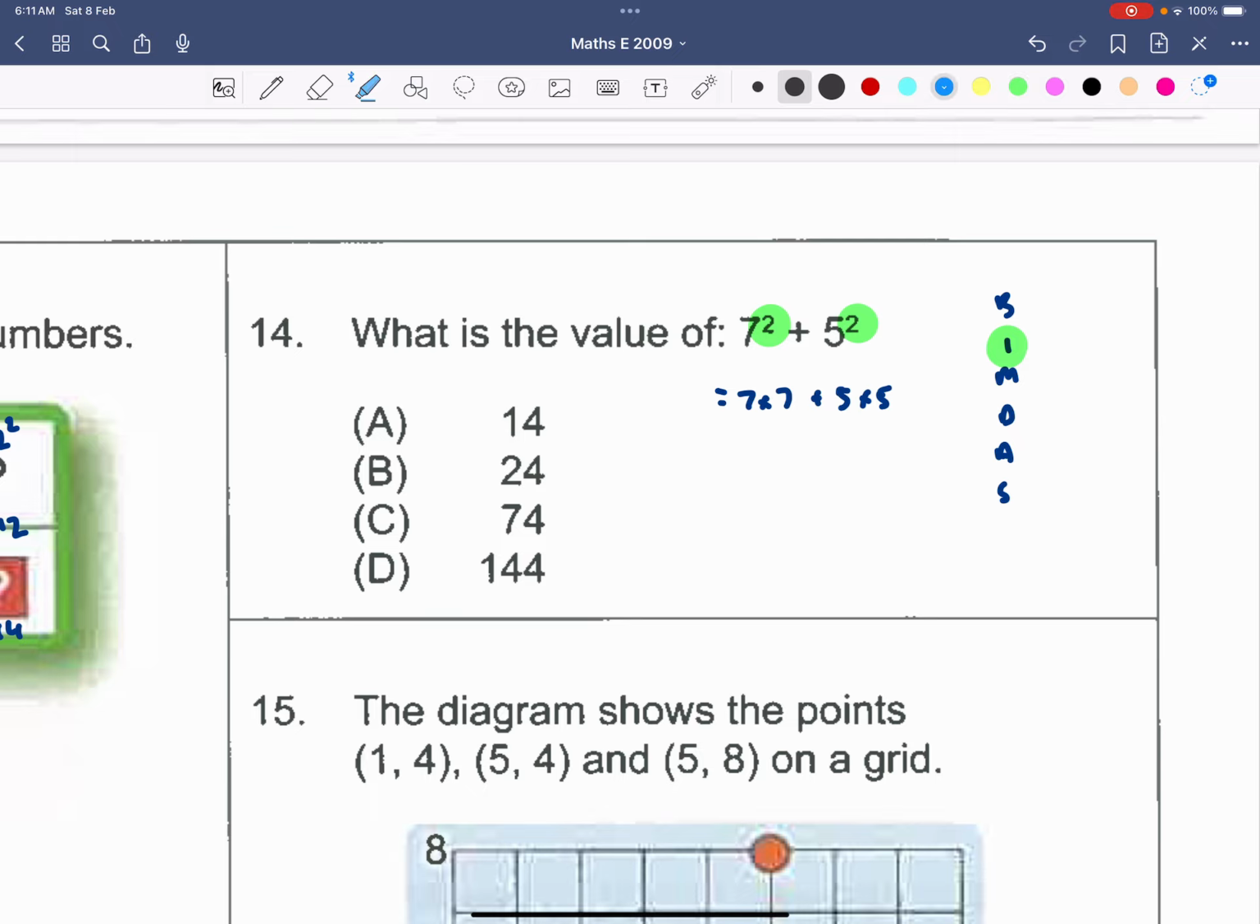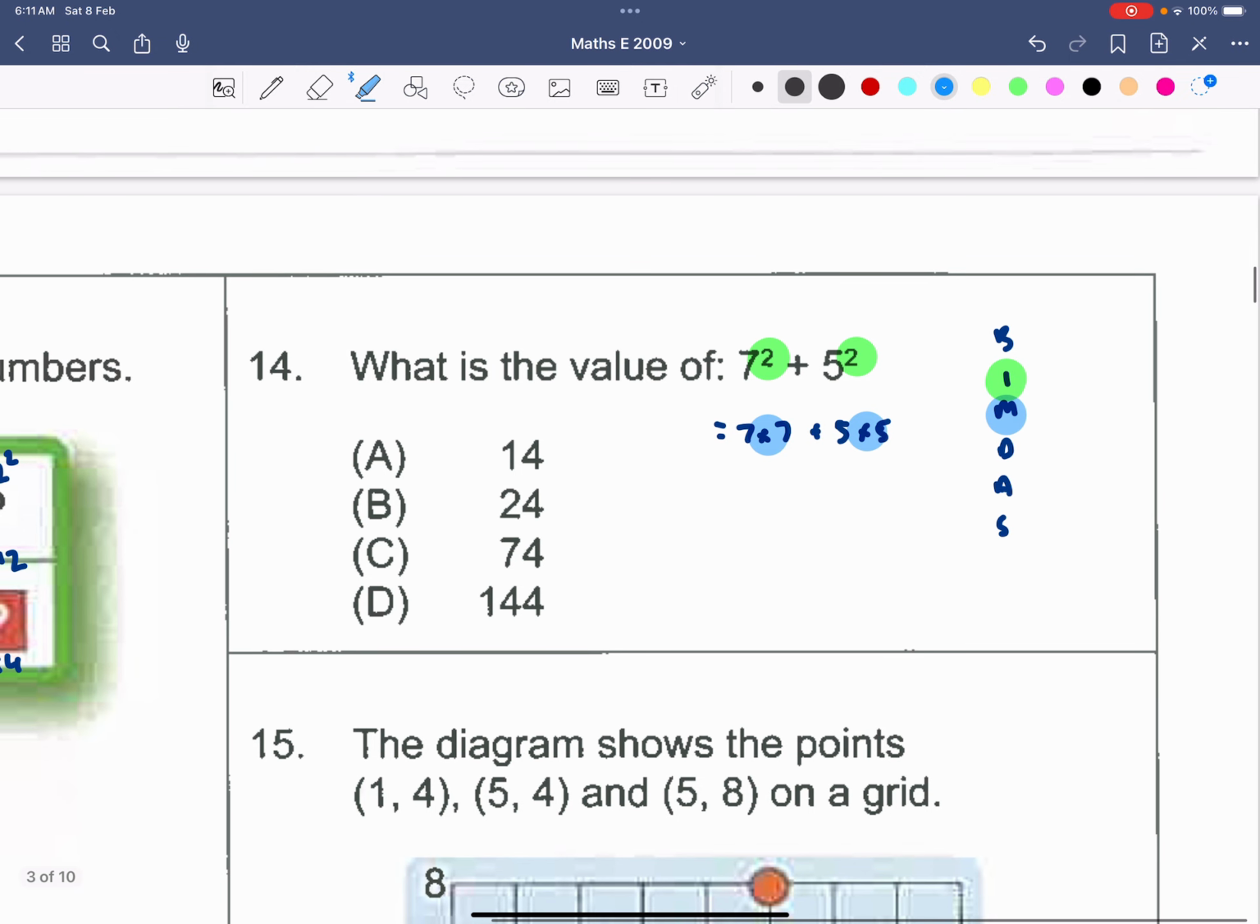Or you can think of it as that you need to do the timesing first, okay? Because multiplication comes before addition. So then next is addition. So what is 7 times 7? 49. Okay, 7 times 7 is 49. What about 5 times 5? That is 25. So we have 49 plus 25. That gives you 74. If you need to do that on the side, it's okay.